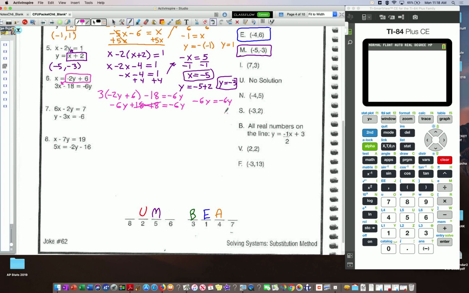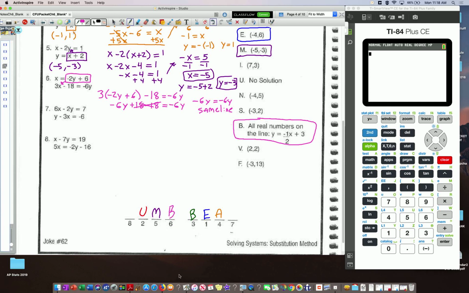So when they're exactly the same line, the way this worksheet likes to call it is infinitely many solutions. So that's why it says all real numbers on the line here. So for number 6, we are putting the letter B.